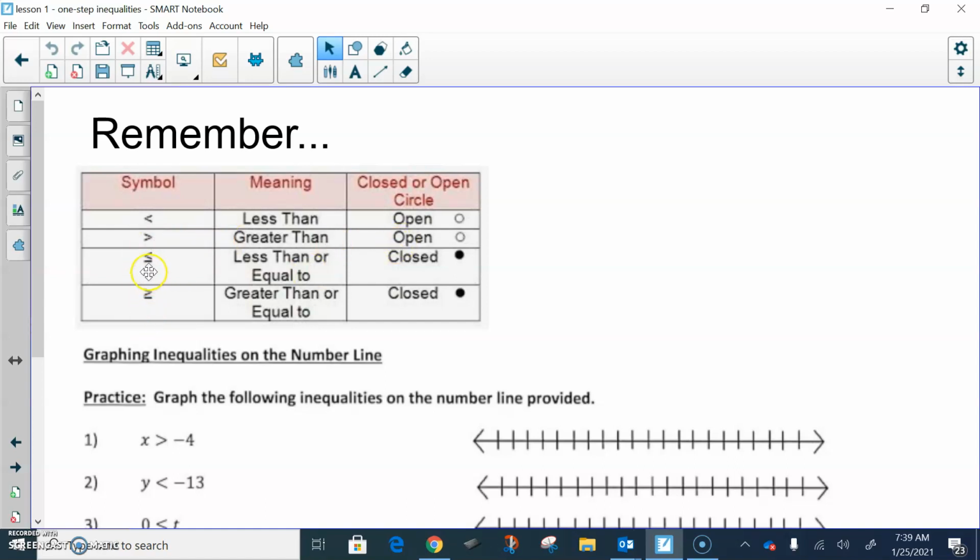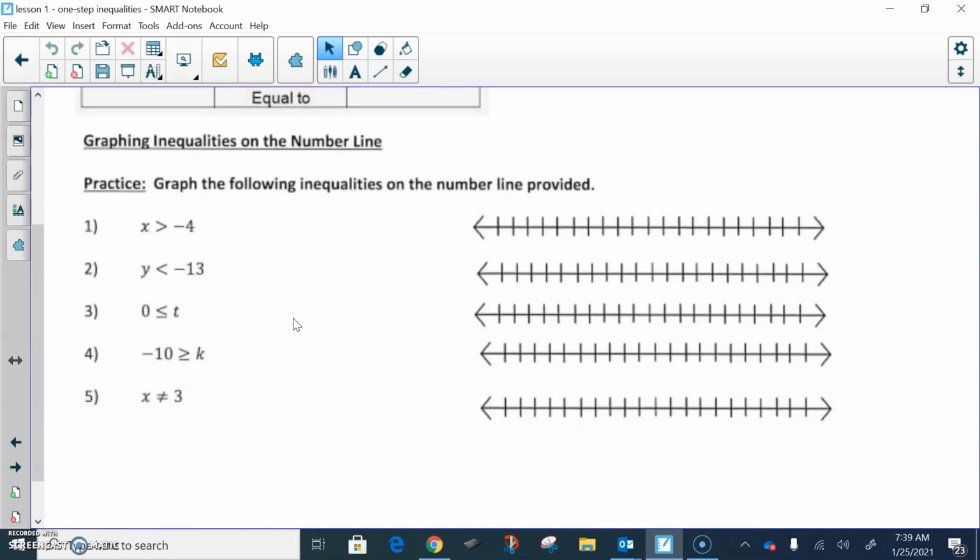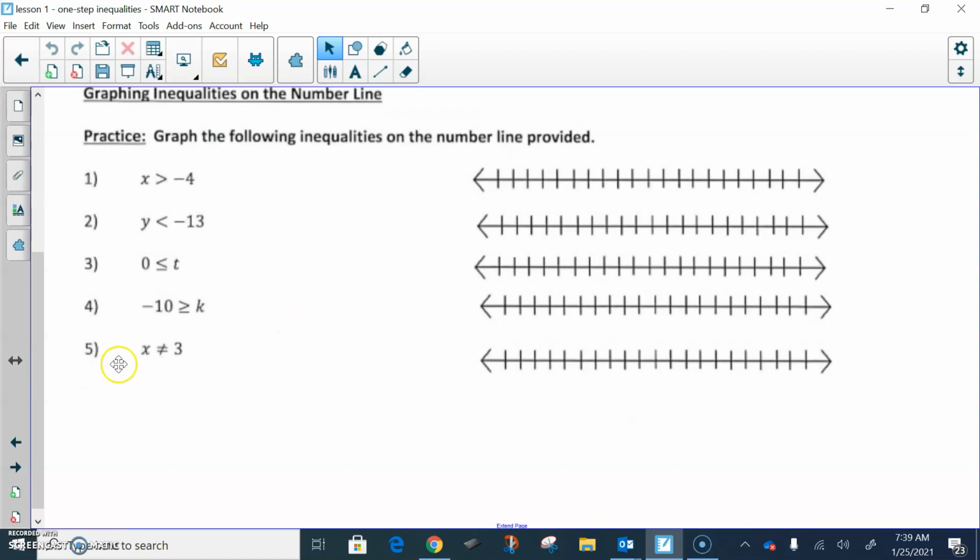Now if they put a bar below the less than or greater than symbol, you read that less than or equal to, and that's when you close the circle. That's saying the number it's on is also included in the solution. And the same thing for greater than or equal to. Let's go ahead and practice graphing a couple inequalities.